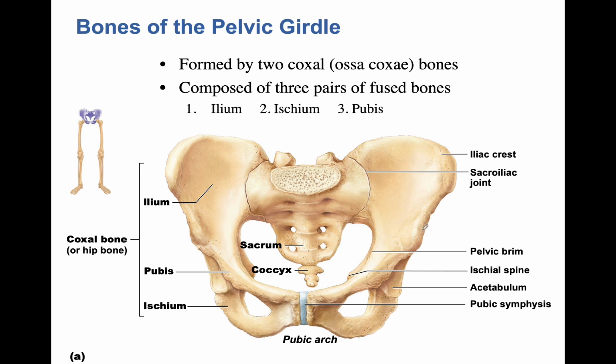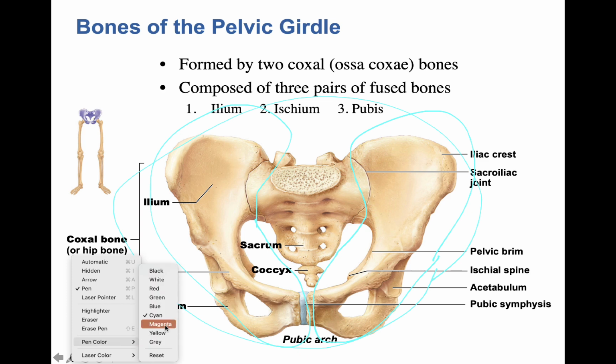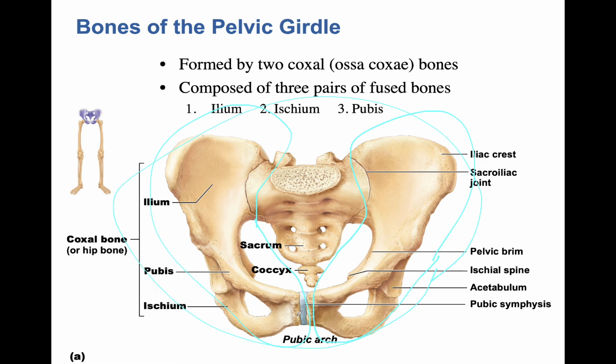So to clarify, this whole thing is called the pelvic girdle. This whole pelvic girdle is formed by 2 os coxae, or coxal bones. This here is one coxal bone. This here is a second coxal bone. These coxal bones, and I'm going to change my color now, are made up of 3 fused bones. And the fused bones don't have clear lines of distinction, so I'm just going to circle them for you.